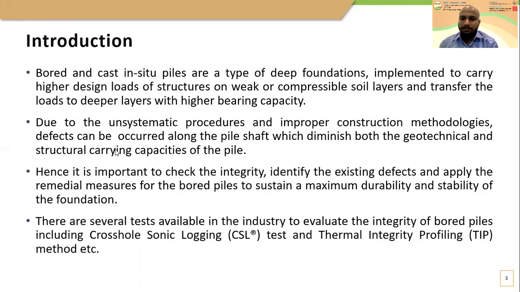Bored cast in-situ piles are a widely used type of deep foundation which carry higher design loads on weak or compressible soil layers. It is common that due to improper construction methodologies, defects can occur along the bored pile, diminishing its carrying capacity. Therefore, it is important to check the integrity of bored piles and apply remedies to ensure the optimum durability and stability of the piles. In the industry, there are several pile integrity testing methods, including the Crosshole Sonic Logging test and thermal integrity profiling method, etc.